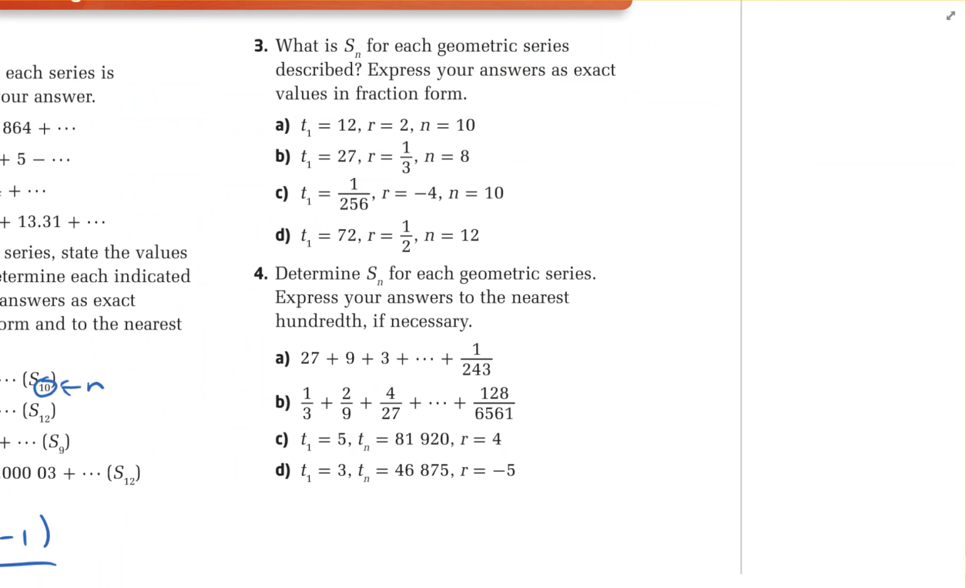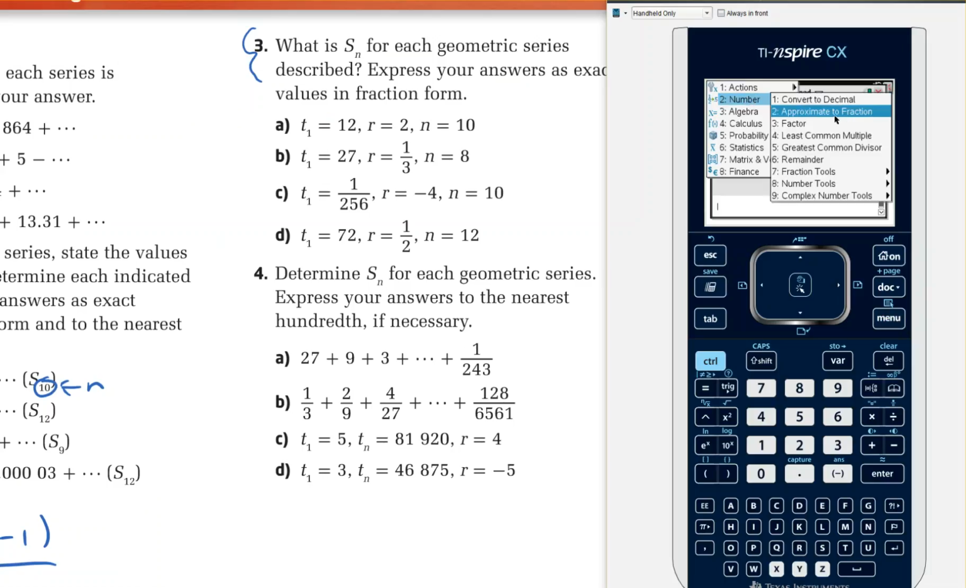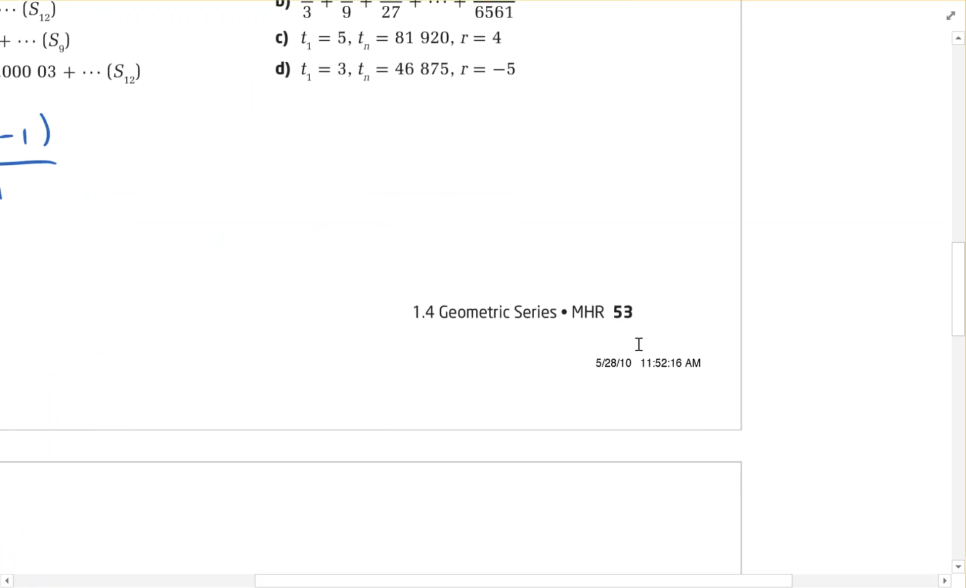So for number 3, it's really the same thing, but when it says express your answer as exact values in fraction form, just make sure you go into menu in your calculator. Well, here, maybe I'll show you. So just pretend you had something that was like a decimal sitting there. You'd go menu, number, and then approximate to fraction. So that's probably the easiest way to do it there. All right, number 4.